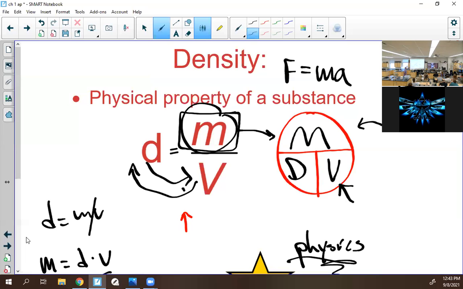So use the circle. When asked for density, mass over volume. Volume, mass over density. Mass, density times volume. You okay with that? It's a pretty simple concept. But anyway, you'll get to use this circle a ton if you ever take physics.